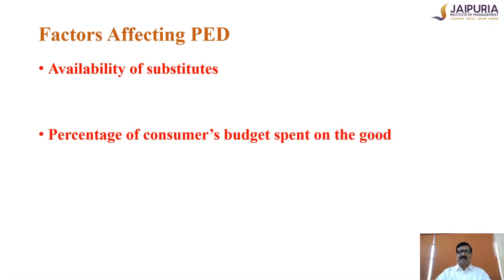The second important factor is the percentage of consumers' budget spent on the good. If consumers spend a high proportion of their budget on that particular good, then consumers' demand for that product will be more elastic. They will be more reactive to change in price of the product. The reason is simple. If they are spending a large portion of their budget on this product, any change in price of this product will impact their budget drastically. So they are more reactive, more responsive to change in price.